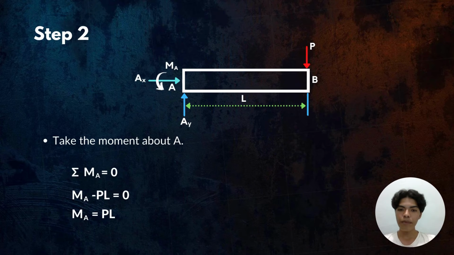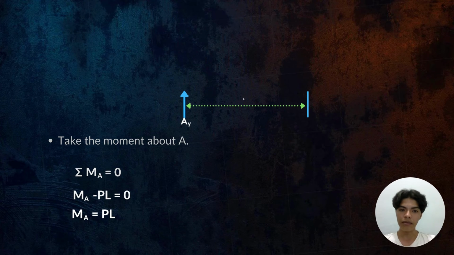Also, we need to take the moment about A. We have the summation of moment about A is equal to 0, which gives us MA, or the moment about A, minus P, or the applied force, times L, the length of the cantilever beam, is equal to 0. Transpose, and we have MA is equal to PL.